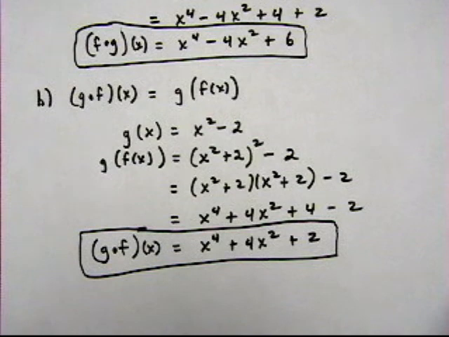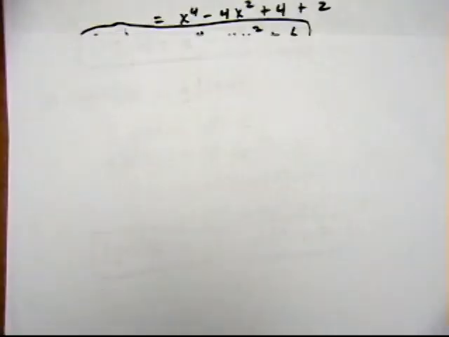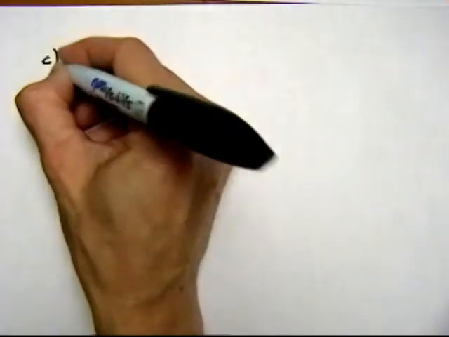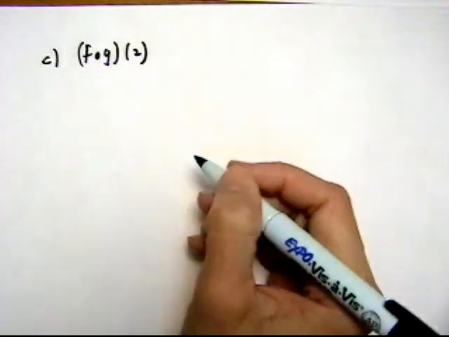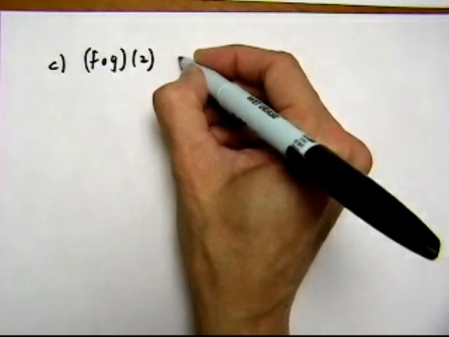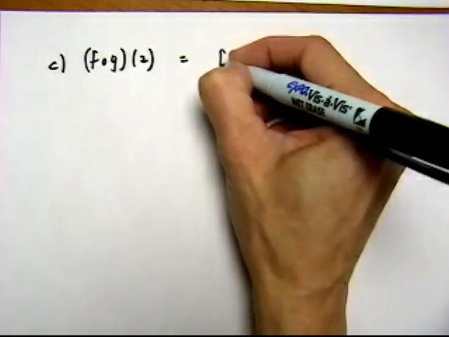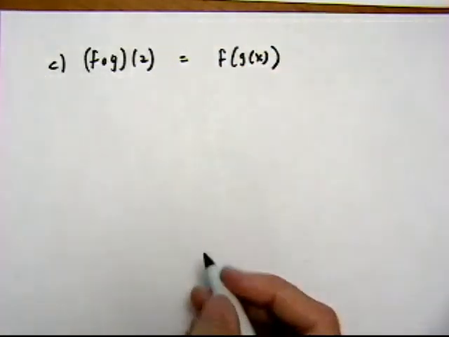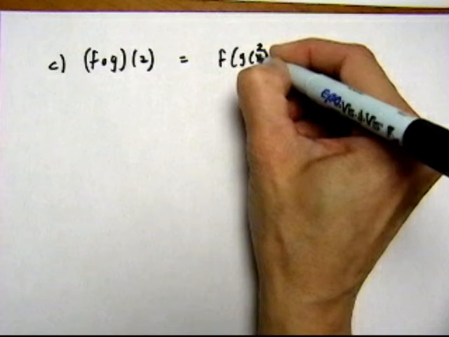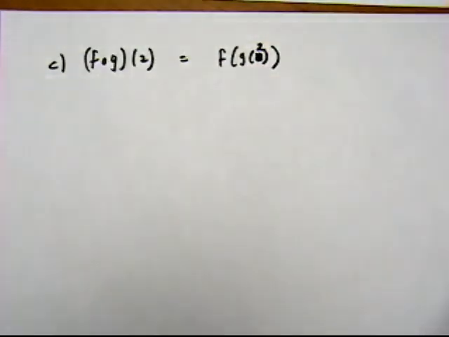And in part C, we want to evaluate a value, and we want to find f of g of 2. F of g of 2. And another way to think about that, or another way to write it, would be f of g of 2. Whoops, that's supposed to be a 2 right there. Pretend it is.